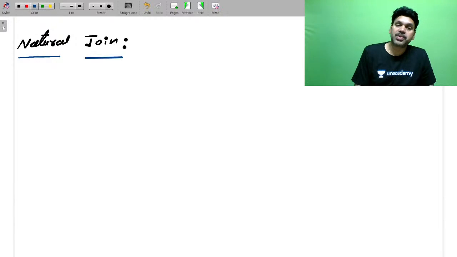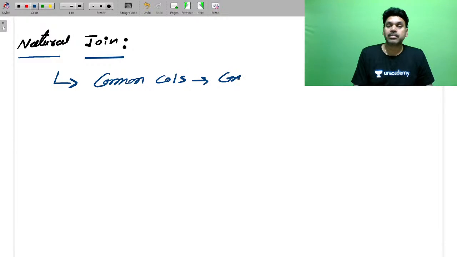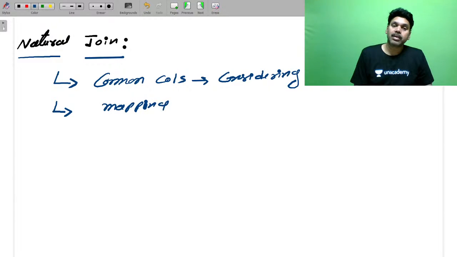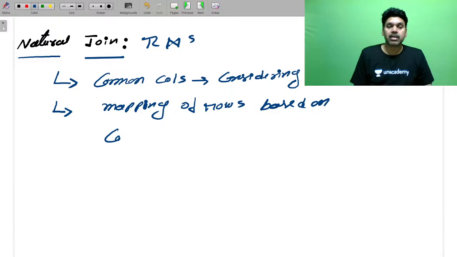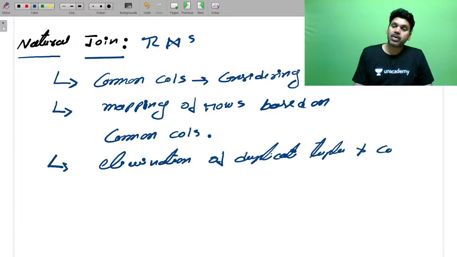So when you talk about the natural join, a few important points are there. Number one, consider all common columns. Point number two, mapping of rows based on common columns. And the next point is elimination of duplication: elimination of duplicate tuples and columns.